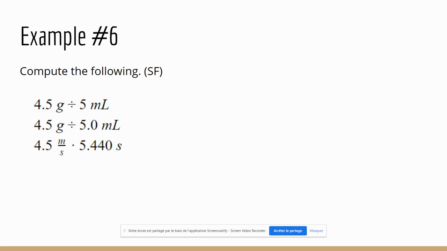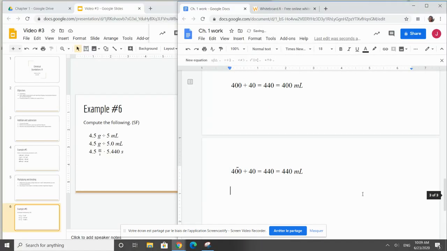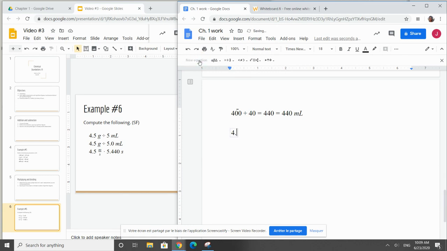Pause here. So this 4.5 has 2 sig figs and 5 has 1 sig fig. So I round to 1 sig fig. So 0.9 is all I need here. And then I have to make sure that my units are correct. So grams per milliliter.